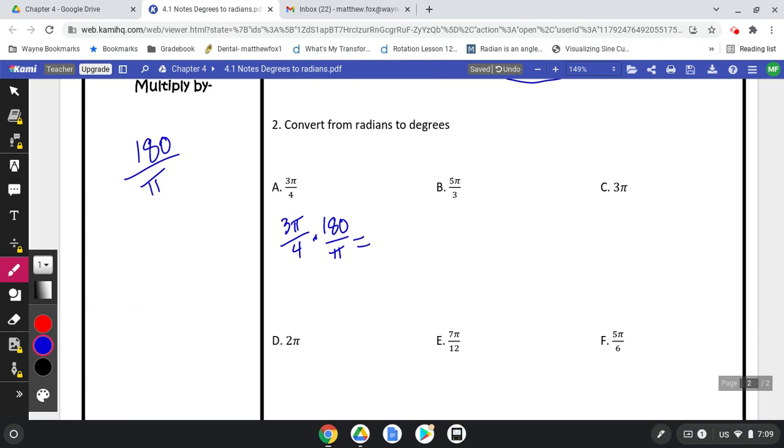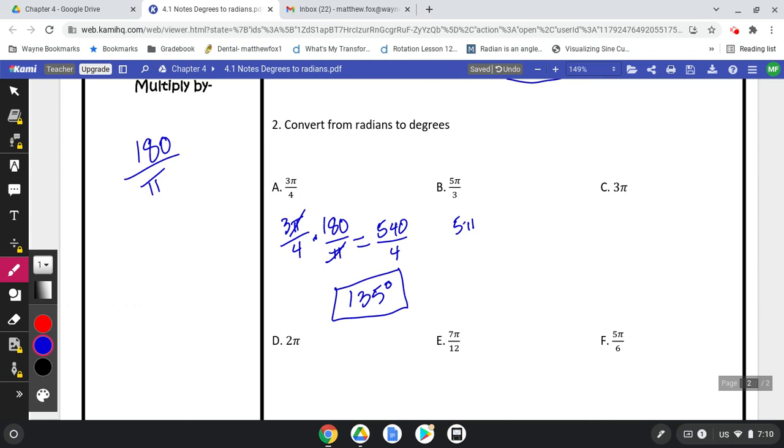Pi's will get canceled. 3 times 180, so that'd be 300 for 3 times 100. 3 times 80 is 240. Add that, so 540 over 4. Once again, remember these pi's will cancel. 4 goes into 540 135 times, and this is in degrees, so put our label. We are done. If you're not sure how I did that, I'll do it one more time.